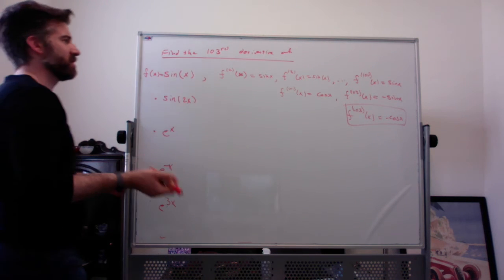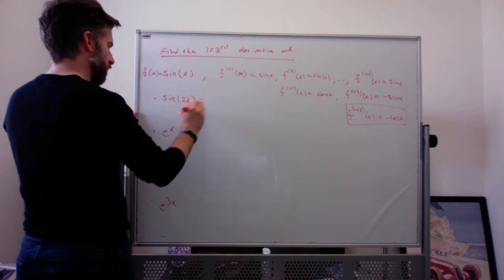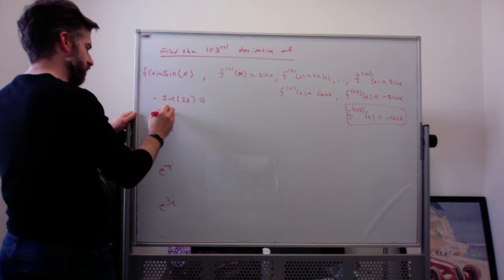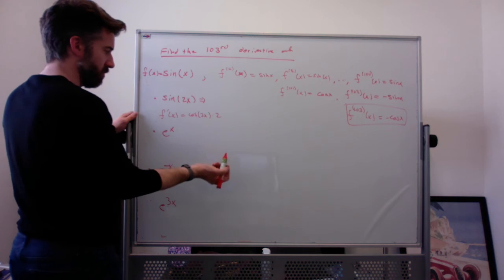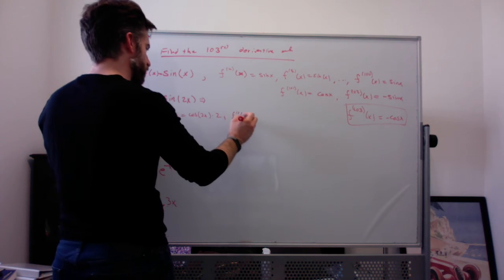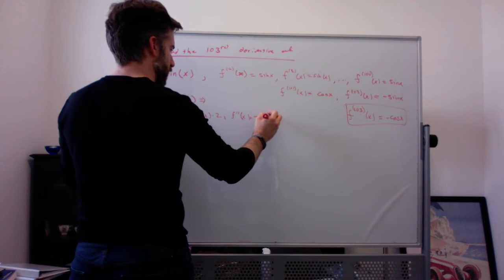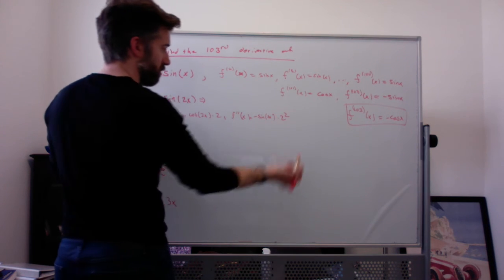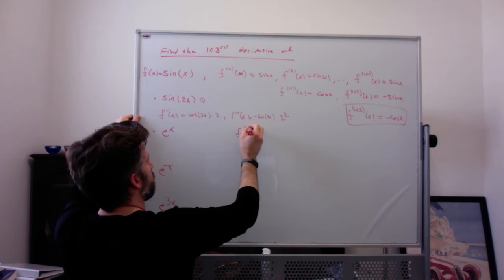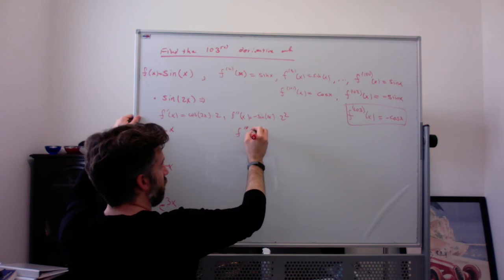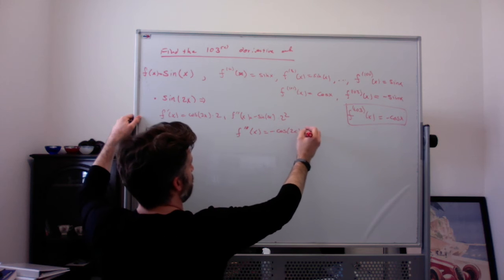If it was sine of 2x, it's a little more interesting, because the first derivative would be cosine of 2x times 2. And then the second derivative would be negative sine of 2x times 2 times another 2. And then the third derivative would be negative cosine of 2x times 2 squared times another 2.